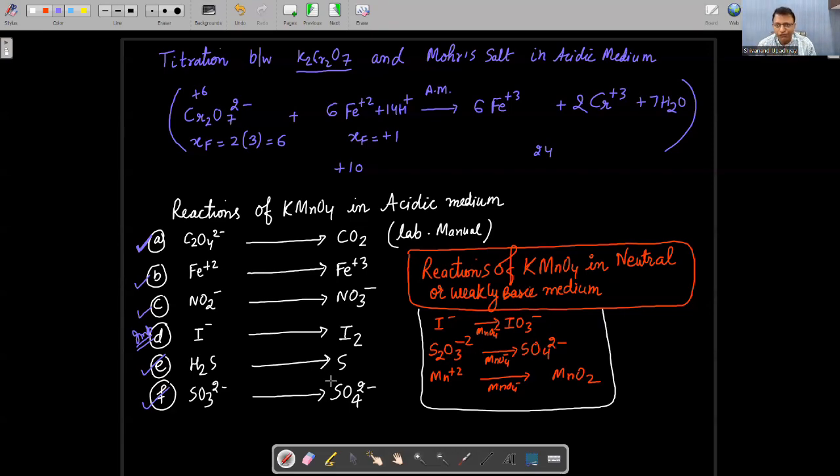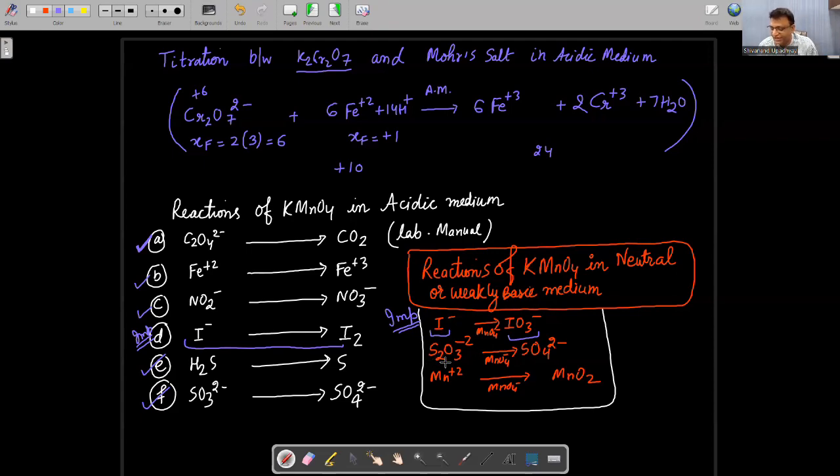Now, MnO4- in weakly basic medium has an X factor of 3, and it is a very good oxidizing agent. So you should distinguish here. You should not confuse with this. I- to I2 is in acidic medium. But the same I- in weakly basic medium is converted into IO3-. So this is important. Many times in JEE Advanced, they have asked this reaction. So I- in weakly basic medium is converted into IO3-, while in acidic medium, I- is converted into I2. Similarly, in weakly basic medium, KMnO4 is converted into MnO2.